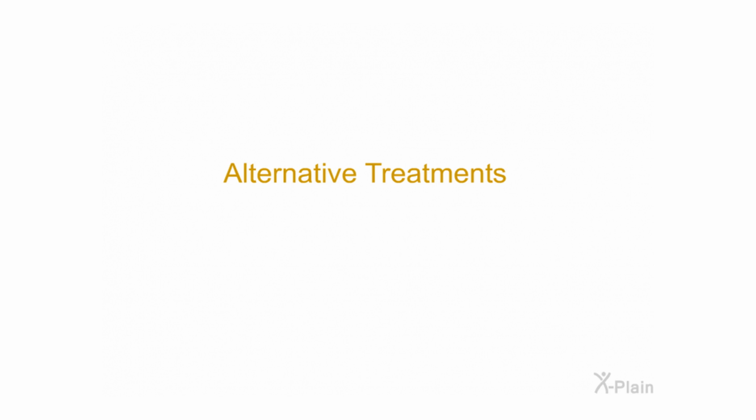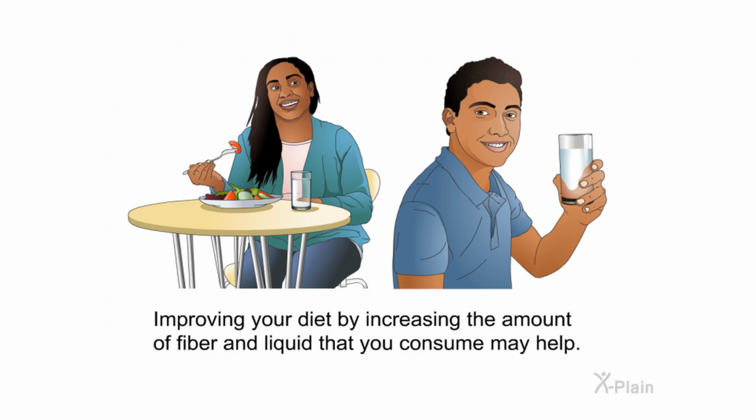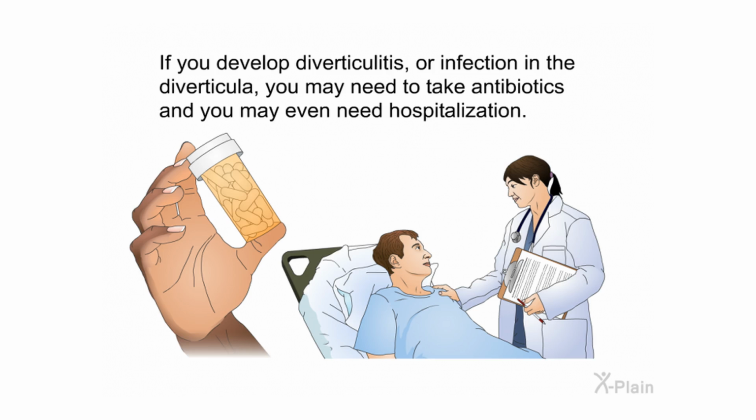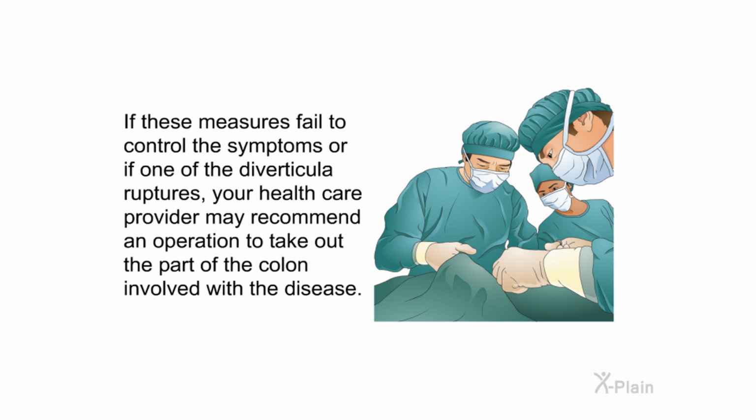Alternative treatments. Improving your diet by increasing the amount of fiber and liquid that you consume may help. Liquid and high-fiber foods increase the bulk of the stools and make them softer and easier to push along in the colon. If you develop diverticulitis or infection in the diverticula, you may need to take antibiotics, and you may even need hospitalization. If these measures fail to control the symptoms, or if one of the diverticula ruptures, your healthcare provider may recommend an operation to take out the part of the colon involved with the disease.